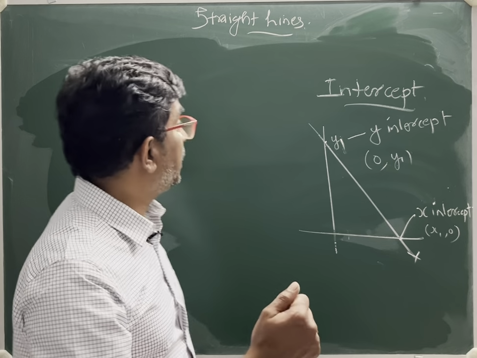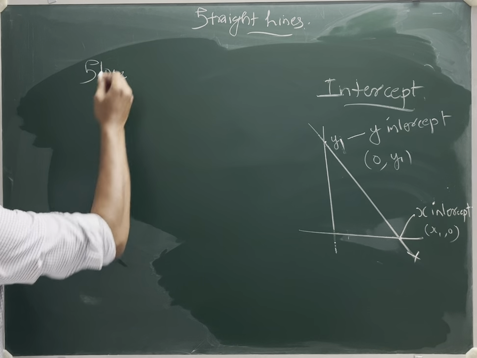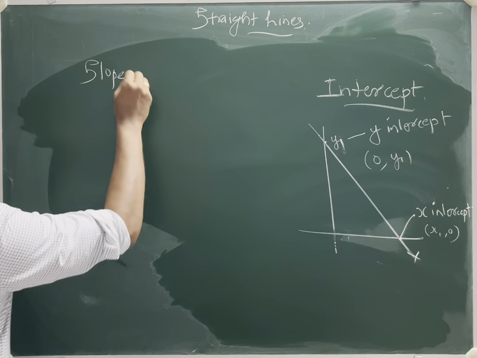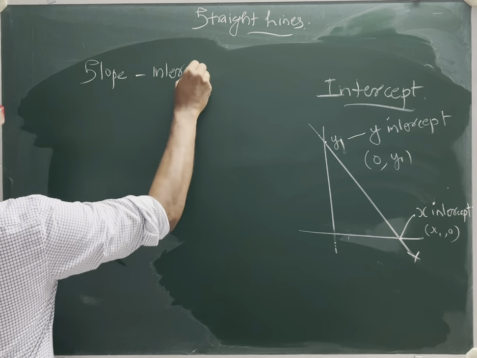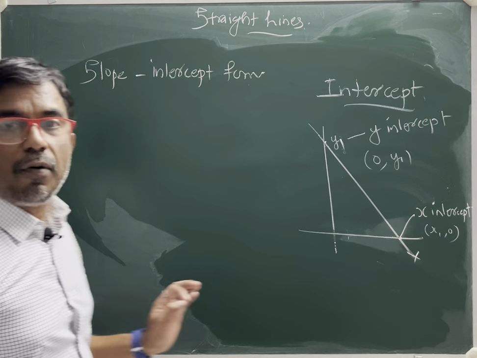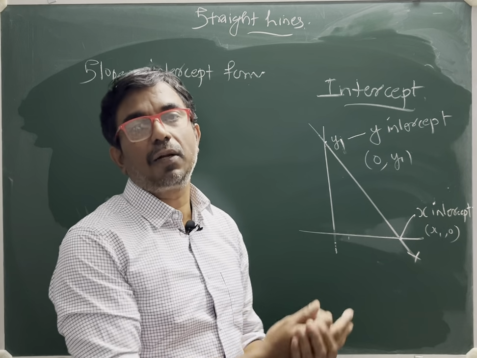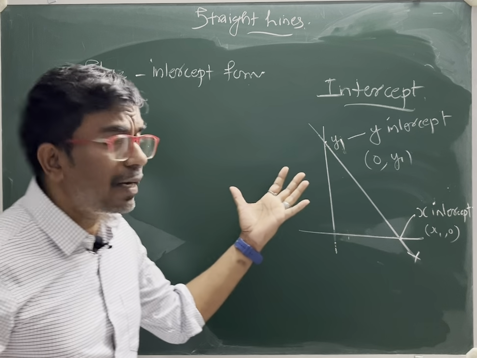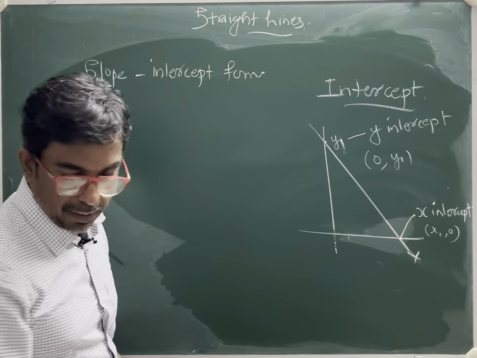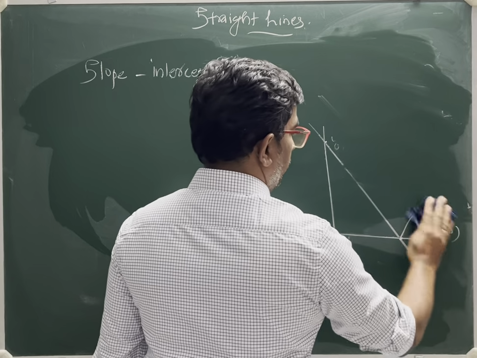Now let us come back to our next form, the slope-intercept form. What is this slope-intercept form? It is an equation of a line. That is the third form which we are going to discuss. Slope-intercept form: we can write it from a general equation, or we can write it from a figure also. Let me take this figure itself.